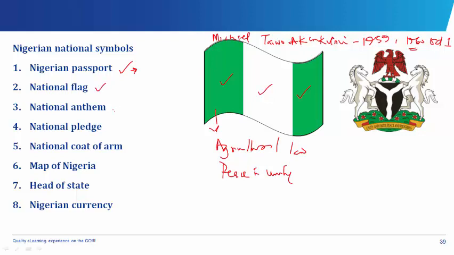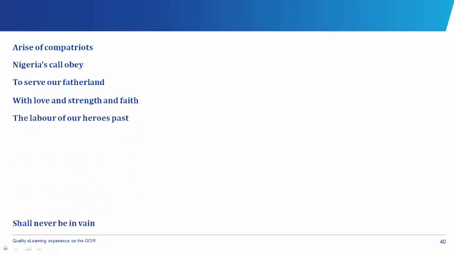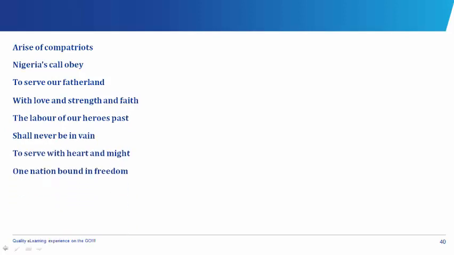Then let's go to the national anthem. So the national anthem, the world knows the national anthem: "Arise, O compatriots, Nigeria's call obey, to serve our fatherland with love, strength, and faith. The labor of our heroes past shall never be in vain. To serve with heart and mind, one nation bound in freedom, peace, and unity."